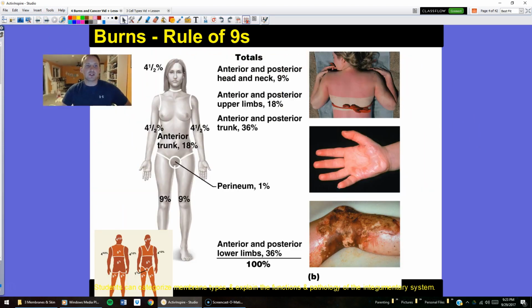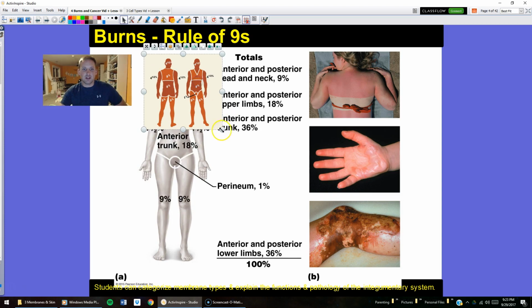Okay, so how would a medical professional actually account for the severity of a burn, either first, second, or third? I'm not really going to talk about fourth too much because that's not super common, but that would be incredibly severe. So we use the rule of nines. This diagram here is actually easier to understand at first.